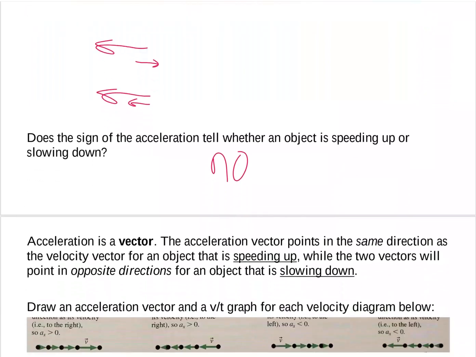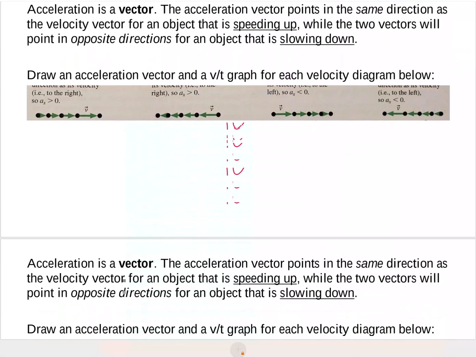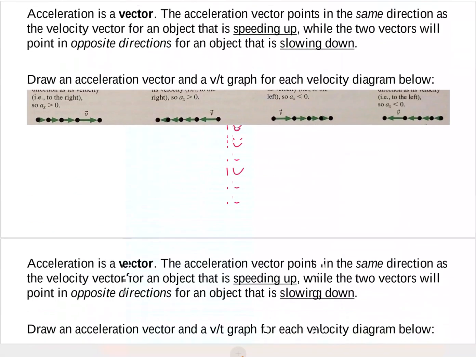Nice. Okay, so this is because acceleration is a vector. The acceleration vector points in the same direction as the velocity vector for an object that is speeding up. The two vectors will point in opposite directions for an object that is slowing down. This concept is critically important. You have to understand it. Draw an acceleration vector and a velocity time graph for each velocity diagram below.